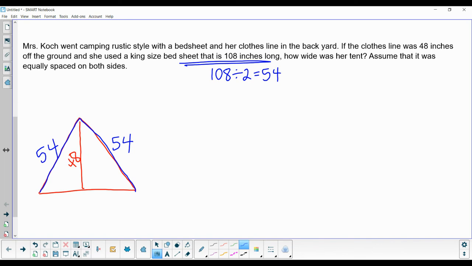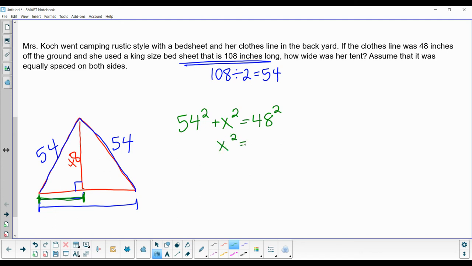And the question says, how wide was her tent? So I need to know this whole length. But I can't really do that if my right triangle is just right here. So first thing I'm going to do is find this length. So using that same strategy, I have 54 squared plus x squared equals 48 squared. I can set this up as x squared equals 48 squared minus 54 squared.